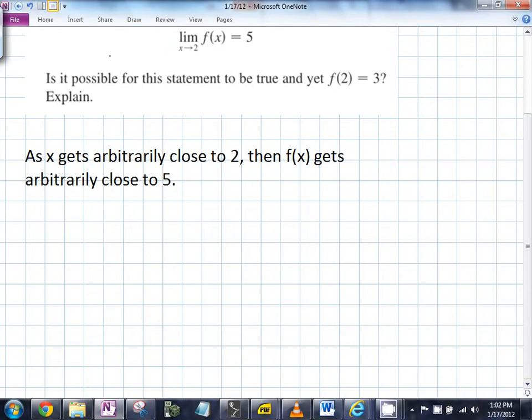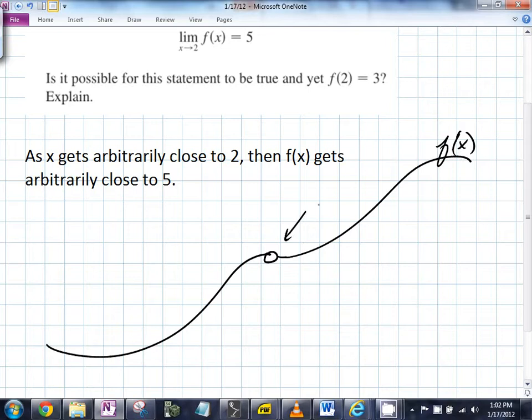Here's one thing it could be. So here is the function f of x. Here's the point 2, 5. If I'm a little tiny bug going along this line, moving towards x equals 2, what height am I going to get arbitrarily close to? 5. If the bug is moving down like this, getting arbitrarily close to 2 from the right, what's the height it's going to get arbitrarily close to?